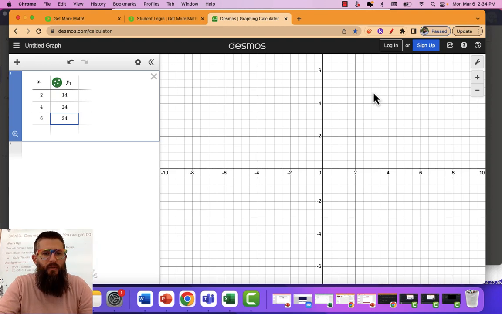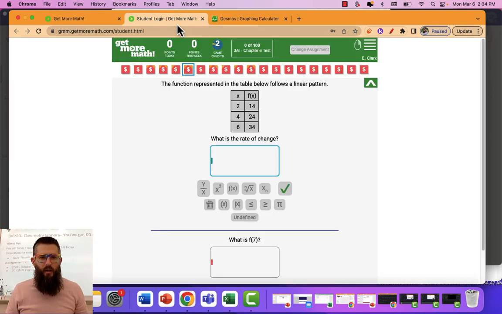Alright, welcome to this video where I am going to talk about how we can leverage Desmos to 1. Identify the slope of an equation, and 2. Identify the y-intercept of the equation, and then 3. Use this tool and this technology to help answer some of these questions.